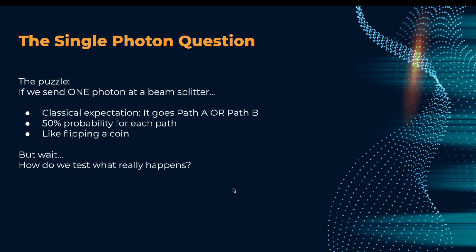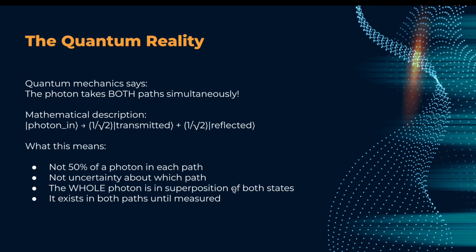So the single photon question: if we send one photon at a beam splitter, you would expect it either goes to path A or path B, with a 50% probability for each path, which is like flipping a coin. But how do we test what really happens? Well, the quantum reality is that the photon takes both paths simultaneously. That's what quantum superposition is. It exists in both paths at the same time.